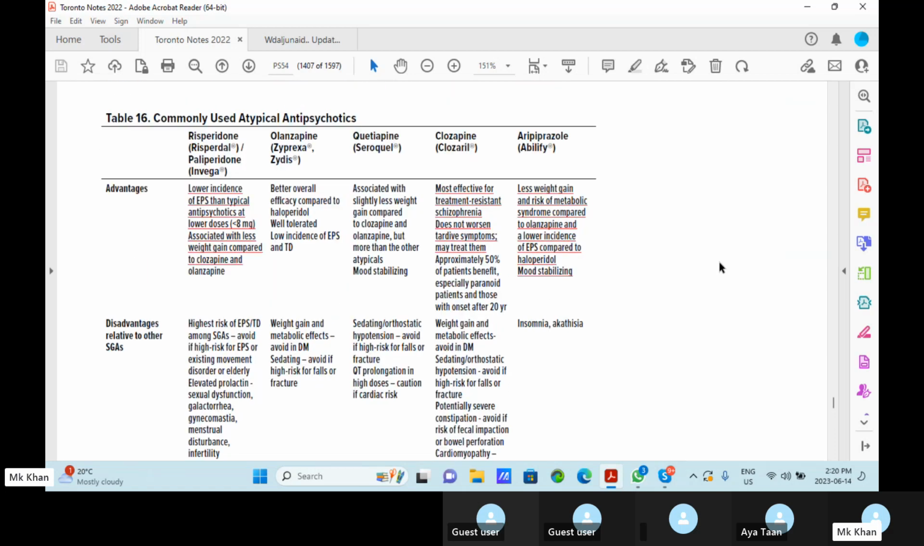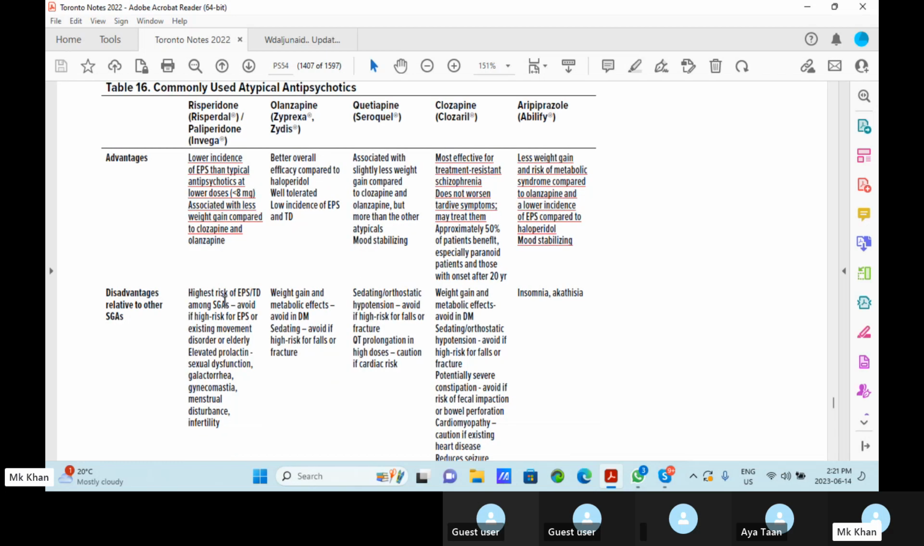That is the second generation one. So risperidone, as we know, like the second generation, has a lower EPS profile, so a low incidence of EPS than the typical ones, and is associated with less weight gain compared to clozapine and olanzapine. So in the second generation, the medications that cause the most weight gain and metabolic effects are clozapine and olanzapine. And then what are the disadvantages?